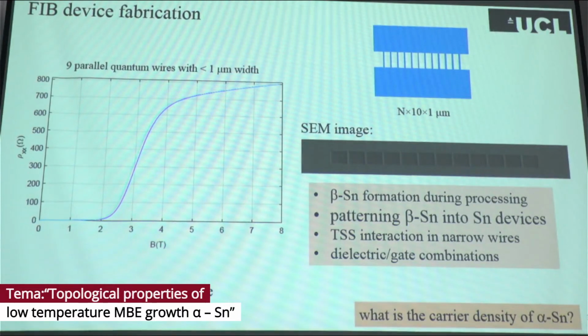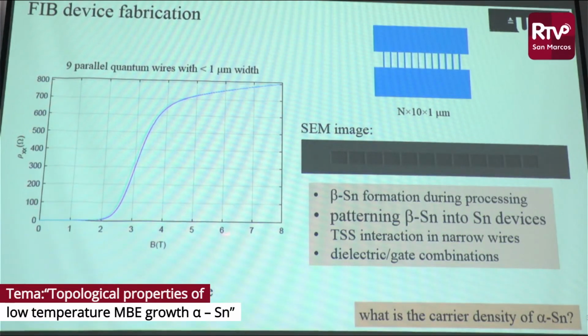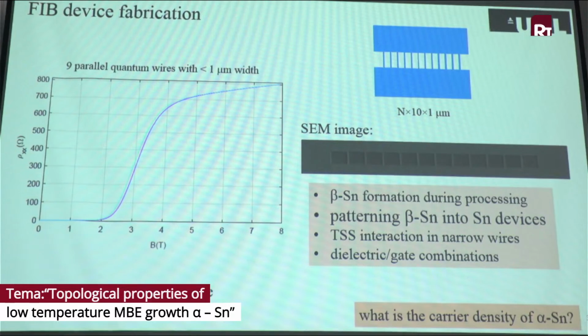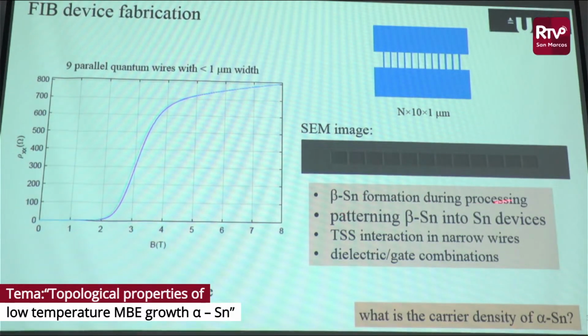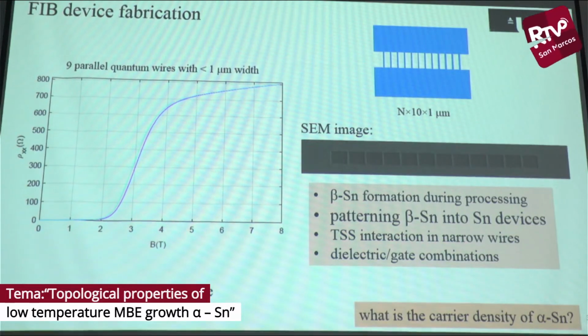That's some transport measurements. I think this is my last slide. So this is magnetoresistance as a function of field. This is a series of quantum wires. Doesn't really show very much, I'm afraid, but we'll get there. Beta tin formation during the processing. We can pattern beta tin. We've got this topological surface state now, and we definitely know it has this Berry phase of pi.